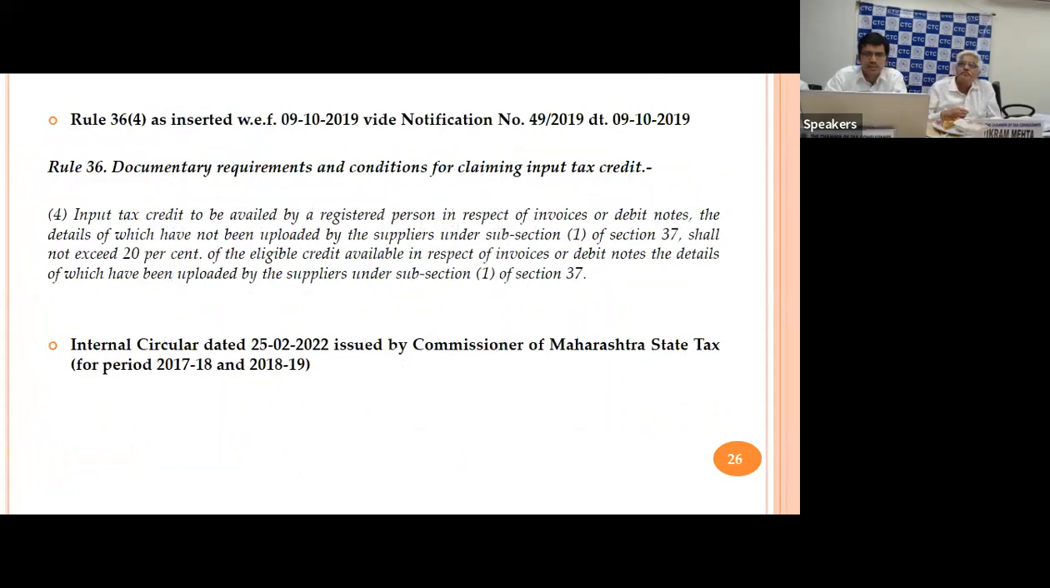And so can we say that up to December 21, old provisions should apply? Of course, old provisions will apply, and under old provisions there is no restriction. You claim it as per your books. You don't have to reverse any credit. And I think Sumit had pointed out that internal circular of Maharashtra VAT, which is there. You get a CA certificate if it is more than 2.5 lakhs, and if less than 2.5 lakhs, you get self-certification from that person.